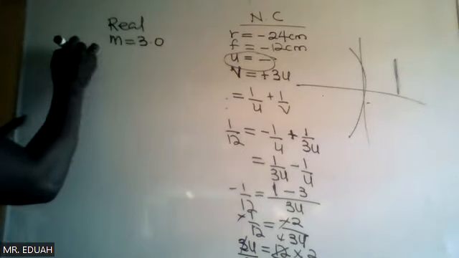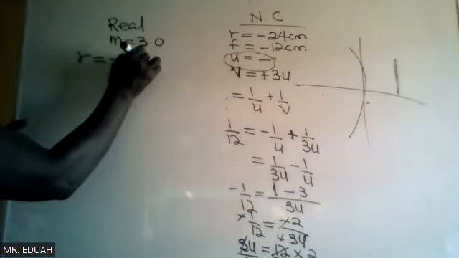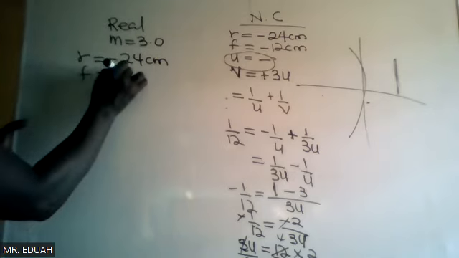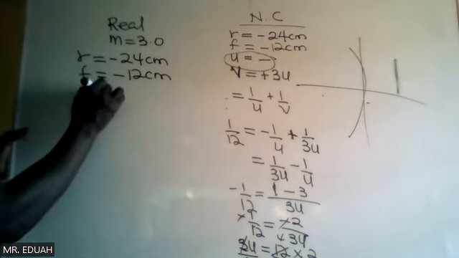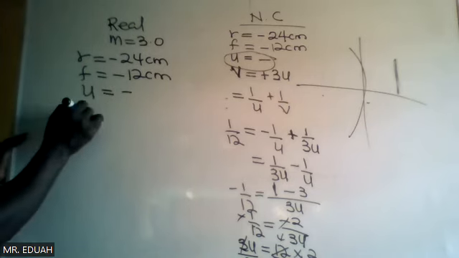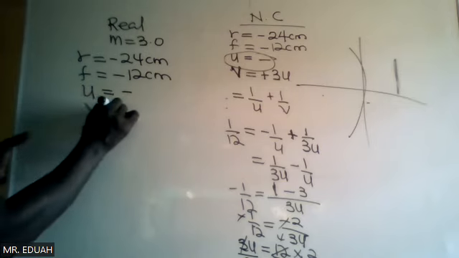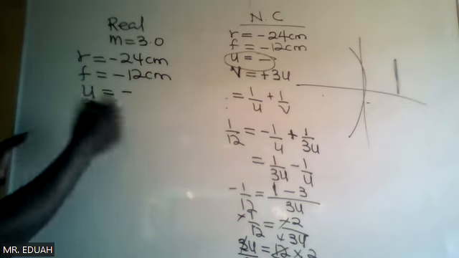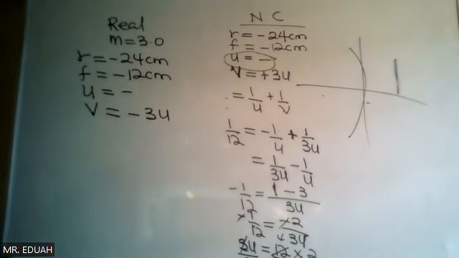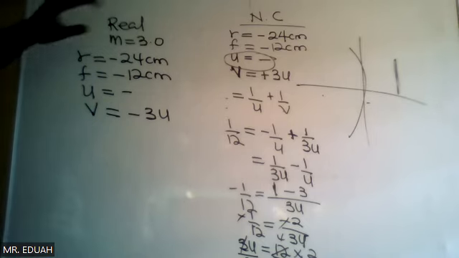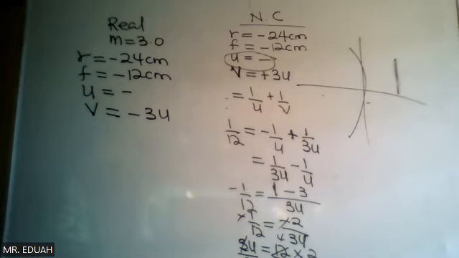So if the image is real, once it's concave, R will still be minus 24. F will still be minus 12. U will still be negative. Then V will be minus 3U this time around, because the only difference is that the image is real. If it is real, then it will be formed in front of the mirror.